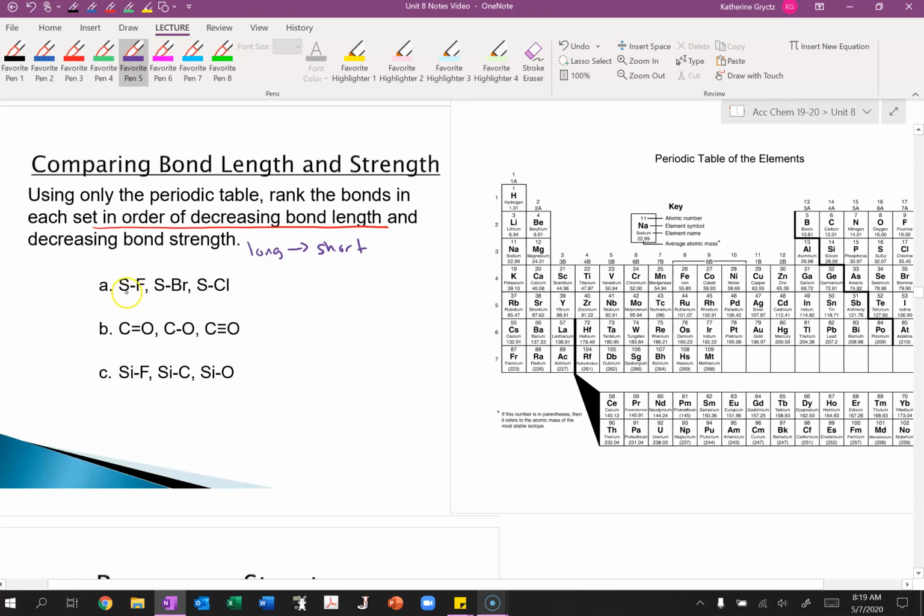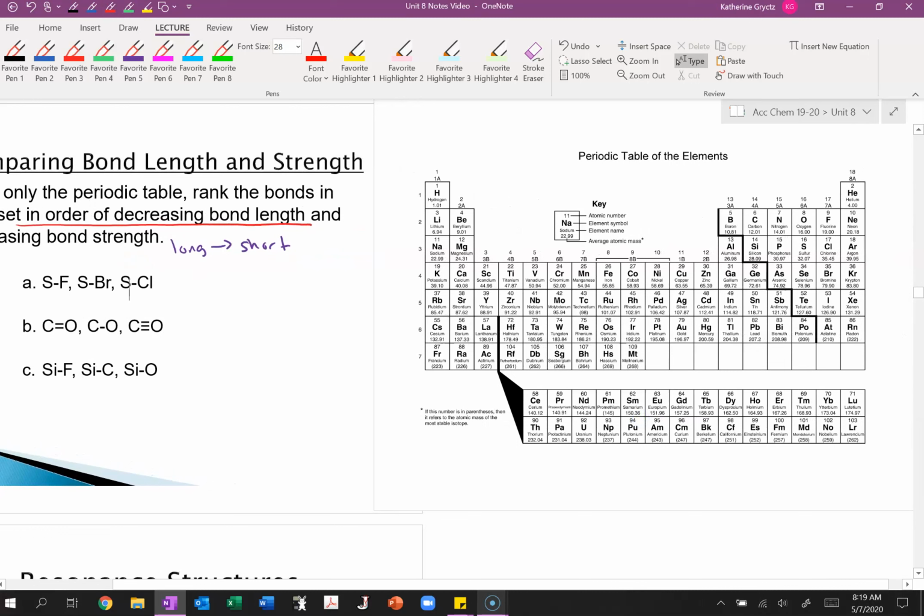So we're going to examine A. We've got S to F, S to Br, and S to Cl. The thing that we want to look at first is that they're all the same bond order. We have single bonds with all of those. So then what we have to look at for the length, if they're all the same bond order, is the sizes of these elements. Sulfur is the same each time, but we've got fluorine, chlorine, and bromine. And so the longest connection is going to be with the biggest atoms. They're just going to be naturally farther away. Okay, so the longest bond is going to be between the S to Br. Okay, then we've got S to Cl. And then the shortest is going to be the S to F, because the F is the smallest.